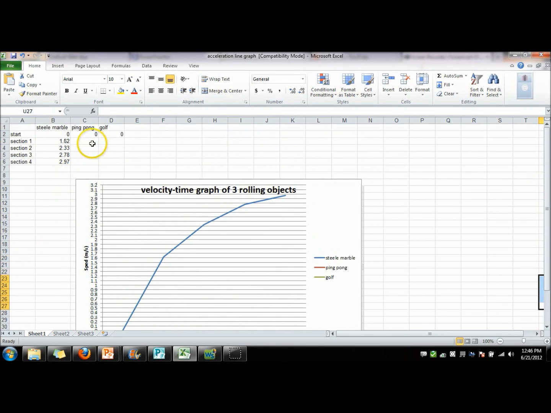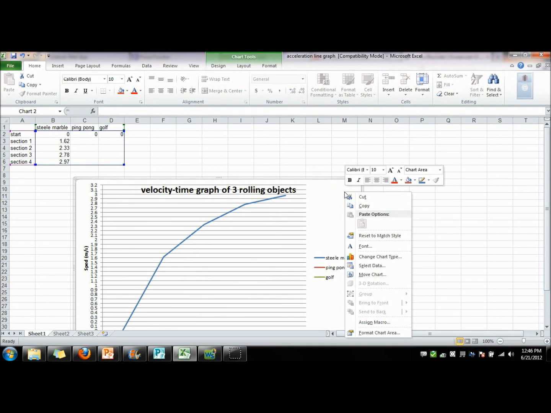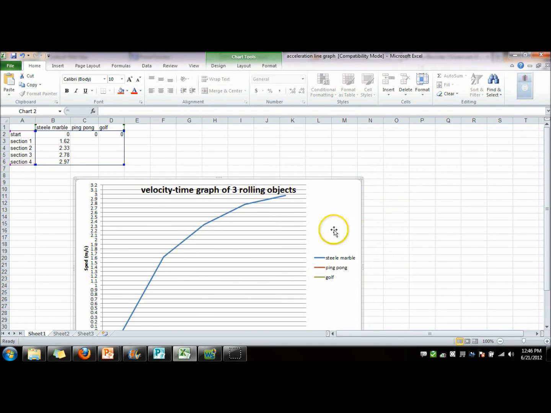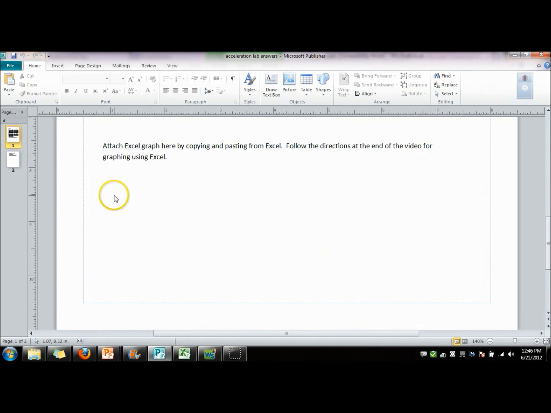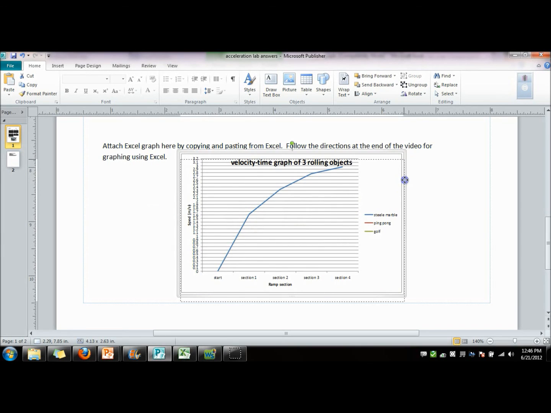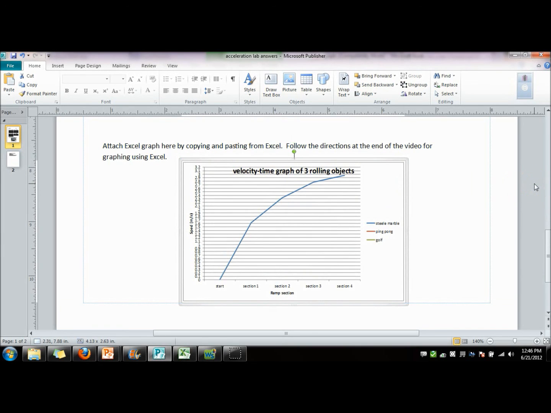Once you finish filling in the data for ping pong ball and golf ball, you should have 3 lines right here. To send that information to me, what you need to do is click in the white space somewhere. Right click, choose copy, and then if we go back to our publisher, it says attach the Excel graph here by copying and pasting. Right click again, choose paste. And your graph should be attached right here, so that when you copy it into the submission box, I see your graph as well. Okay, if you have any questions, please feel free to send me a message.